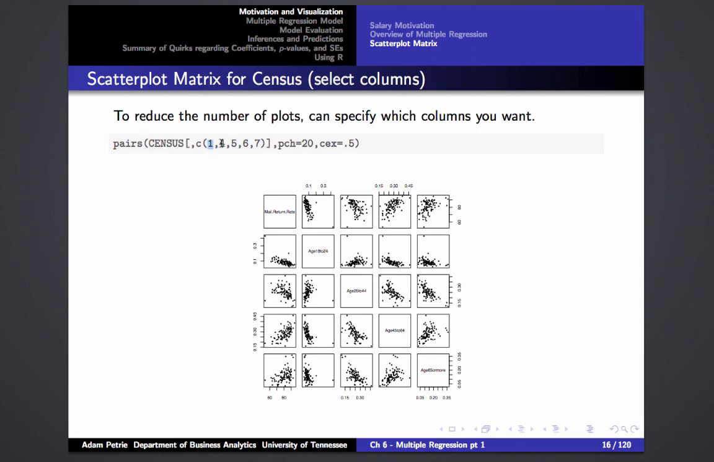And imagine we wanted to study the association between male return rate and age. Well, it turned out the 4th, 5th, 6th, 7th columns of the data set are the age characteristics. And so we can just say, well, let's look at it just with these particular columns. So we have in square brackets a blank, and then a comma, and then a vector of the column numbers that we want.